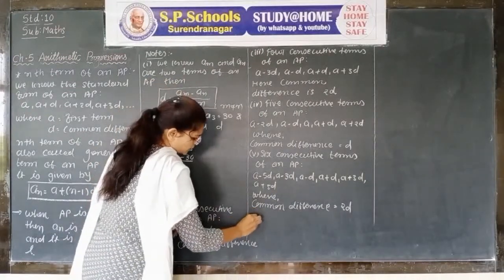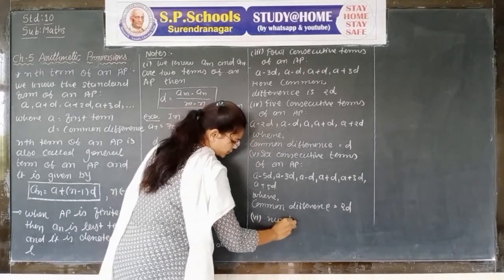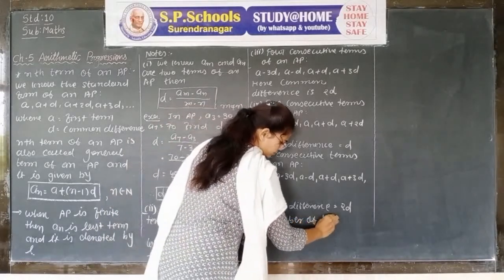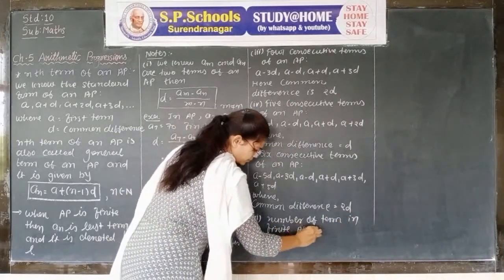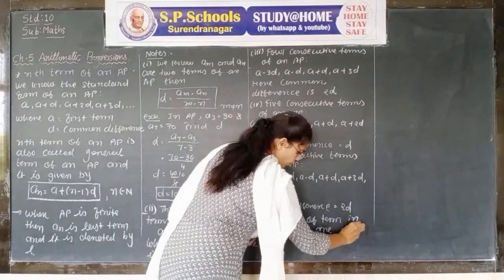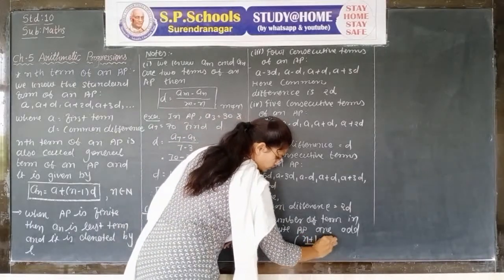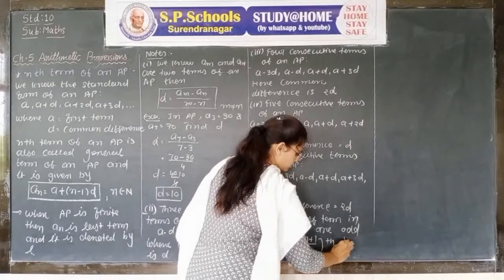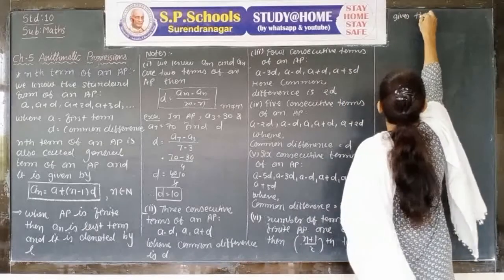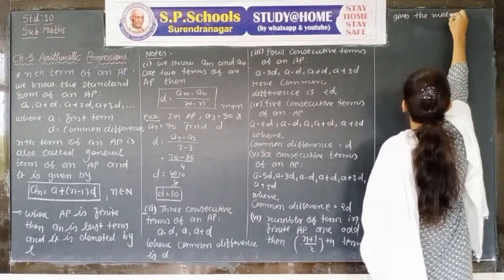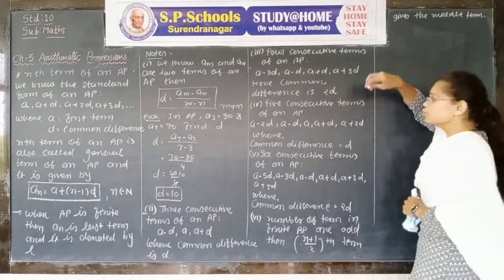Next is 6th number. If the number of terms in a finite AP is odd, then the (n plus 1) upon 2th term gives the middle term. It is used in our numerics.